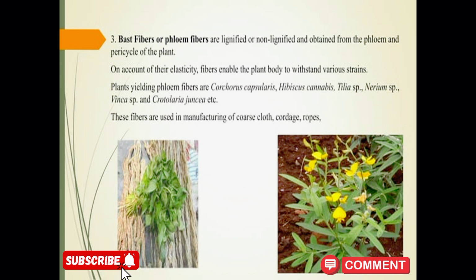On account of their elasticity, fibers enable the plant body to withstand various strains. Plants yielding phloem fibers are Corchorus capsularis, Hibiscus cannabinus, Tilia species, Nerium species, Vinca species, Crotalaria juncea. In all of these plants, bast fibers or phloem fibers are present, and these fibers are commercially used for manufacturing cloth, cordage, and roofs.